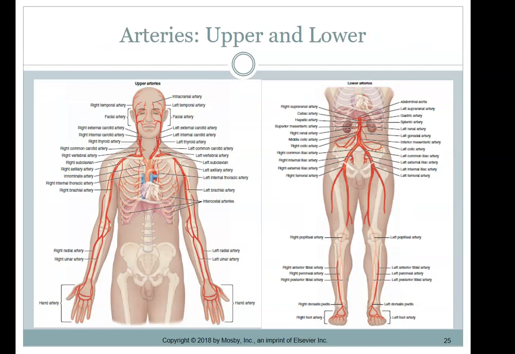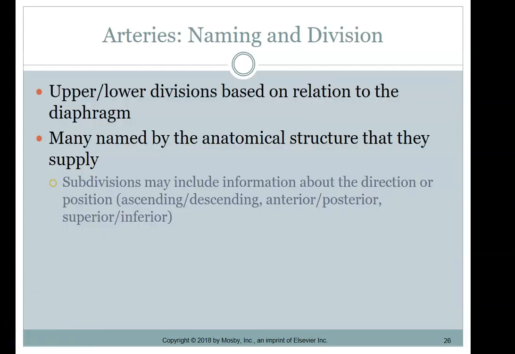This slide shows the difference between how the ICD-10 manual or coding books divide the arteries into upper, which are those above the diaphragm, and lower, which are below the diaphragm. The arteries' naming and division: upper and lower divisions are based on relation to the diaphragm, many named by the anatomical structure that they supply. The subdivisions may include information about the direction or position: ascending or descending, anterior or posterior, superior or inferior.